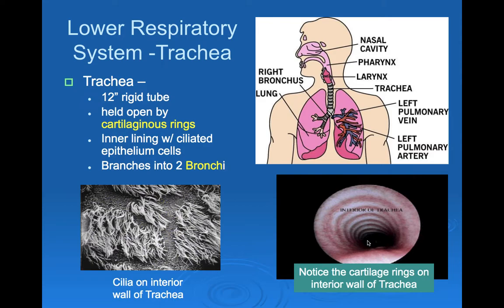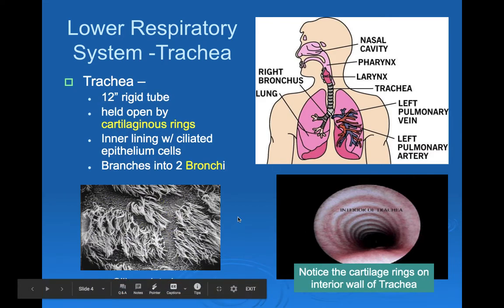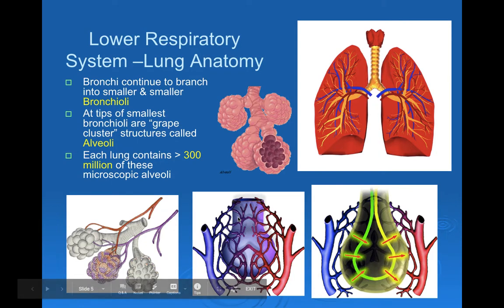And they're made out of cartilage. Remember, cartilage is more flexible than bone, so your trachea is actually pretty flexible. The lower respiratory system, now talking about the lung anatomy. So you've got something called bronchi, which continue to branch into smaller and smaller bronchioli. At the tips of the smallest bronchioli are grape clusters, which are structures called alveoli.